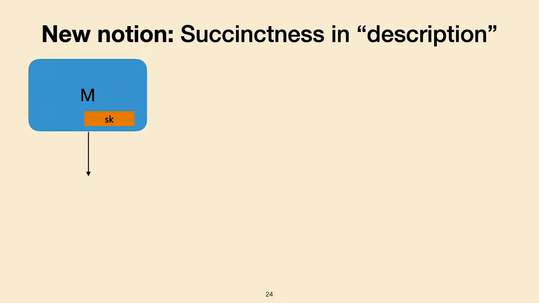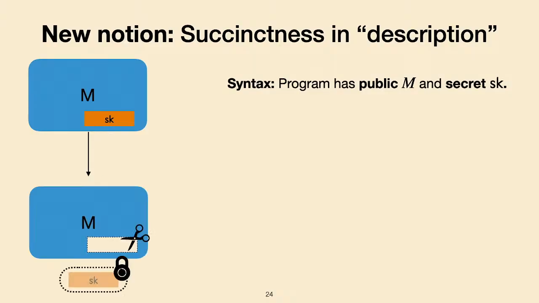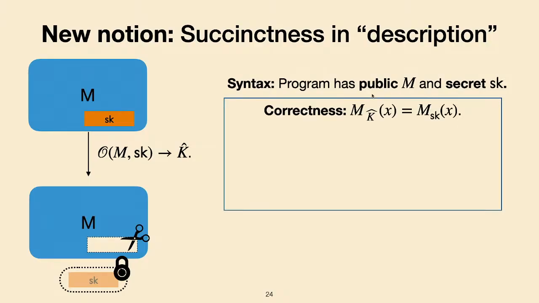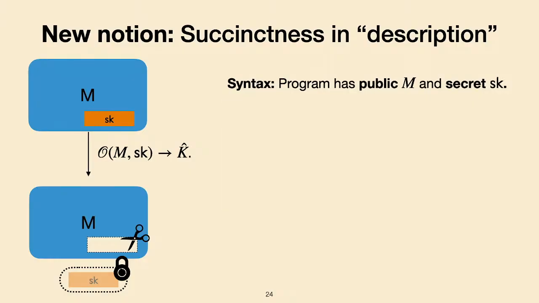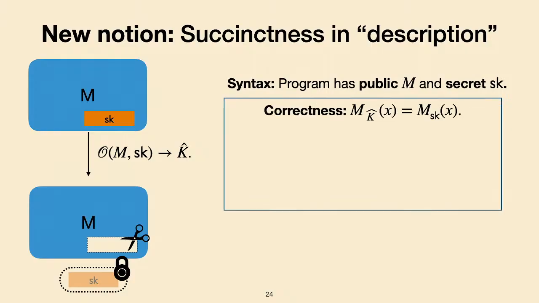So the new notion that we propose in this work is this notion of being succinct in the description of the program. So suppose you can take a program and it has a public M and a secret SK. I want to be able to cut out the secret key and obfuscate that separately. So correctness says, okay, I'm abusing notation a little. Think of this as an obfuscation evaluation algorithm that uses the obfuscated k hat. Yeah. So correctness is the usual thing, where M sub k hat is the same as the original program.